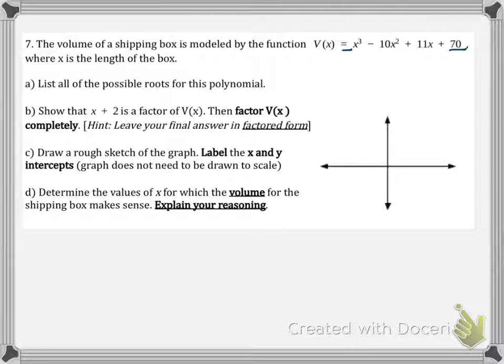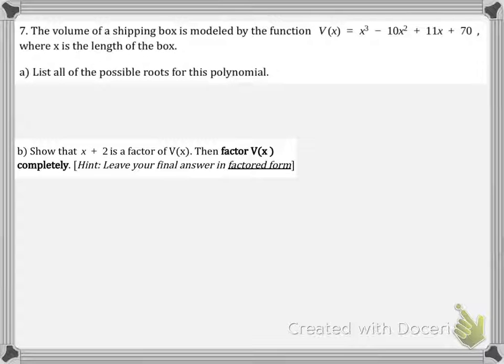So let's do this actually on the next page so there's room. So we're going to take a look at 70 over 1, so factors of 70. So those are 1, so that's 1 times 70, 2 times 35, 3 doesn't go into it, 4 doesn't, 5 times 14, 7 times 10, and those are the factors of 70.